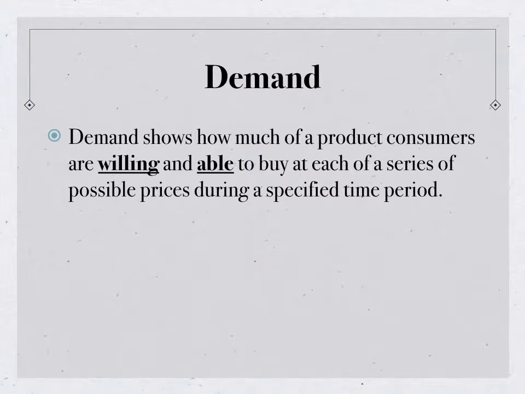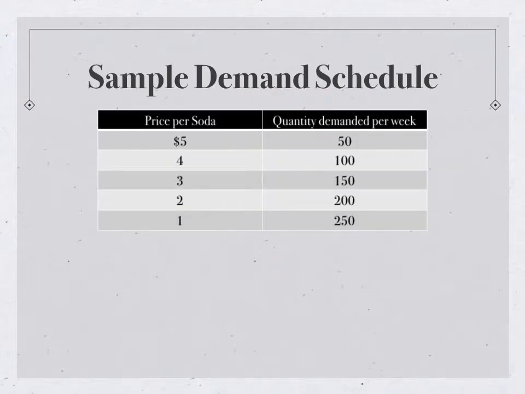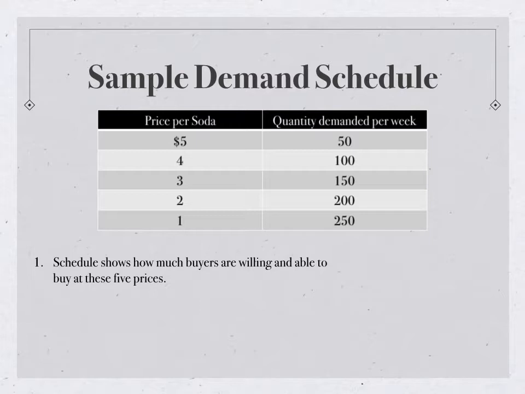Once you have demand, demand can be measured. Demand will be measured on a table like this. This is called a demand schedule. You'll notice in the left-hand column are the prices, and in the right-hand column is the cumulative quantity demanded per week from the society. At high prices, quantity demanded is fairly low, because why would I want to buy something when the price is fairly high? And then demand goes up when price goes down. So the schedule shows how much buyers are willing and able to buy at the five prices.